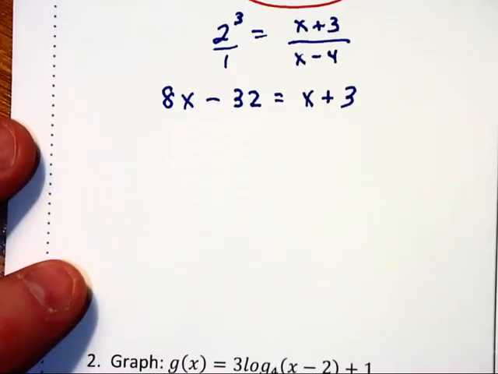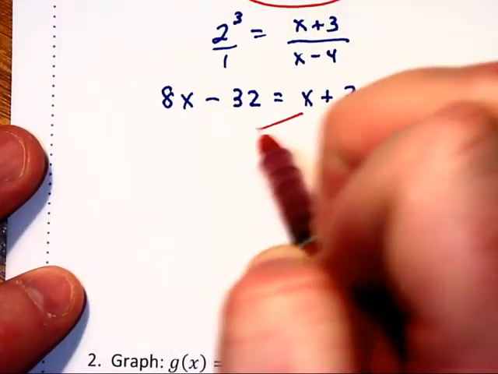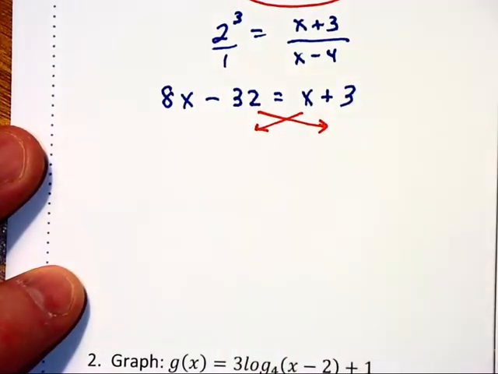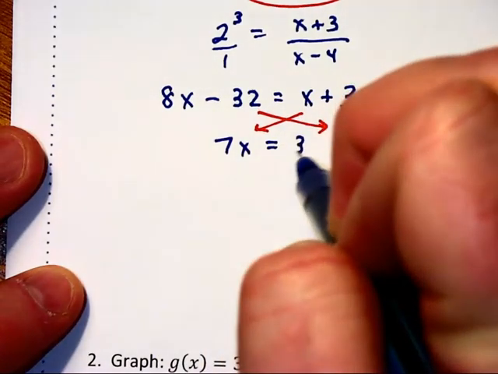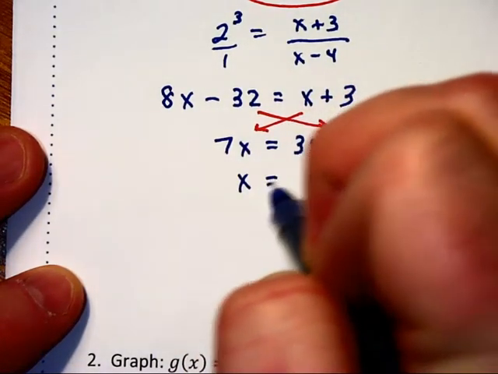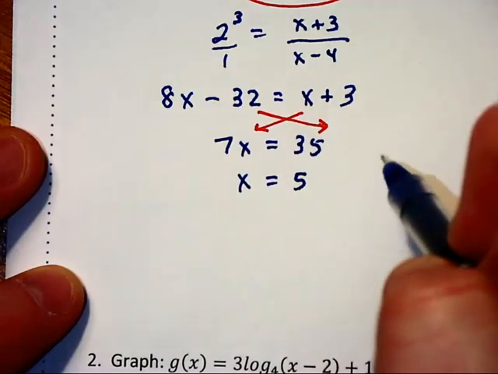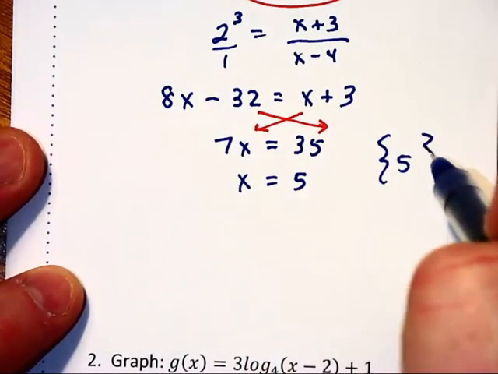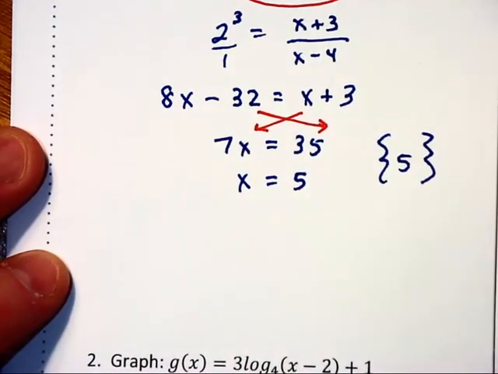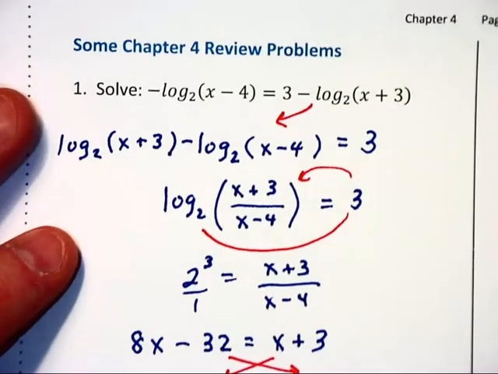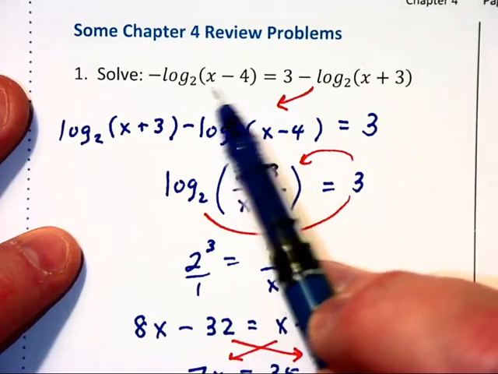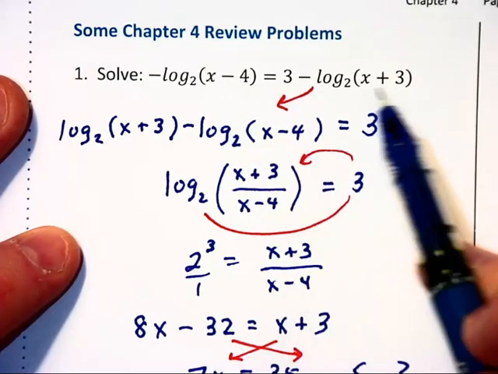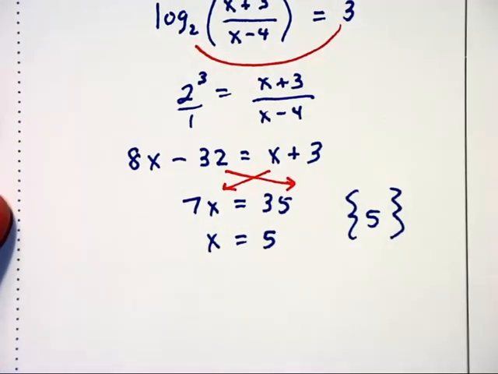Let's get all the x's to one side of the equation by subtracting the x off and adding the 32 onto each side. This will give us 7x is equal to 35, and therefore x is equal to 5. And that becomes our solution set to this equation, pending it being defined. Let's make sure that when we take that 5 and substitute it back in, we don't get a negative. 5 minus 4 is 1. 5 plus 3 is 8. It looks like it's going to last as our solution.